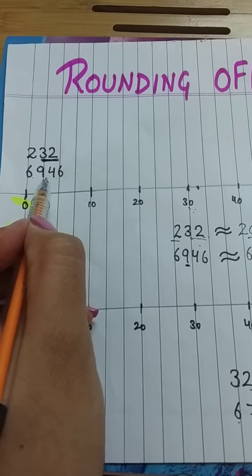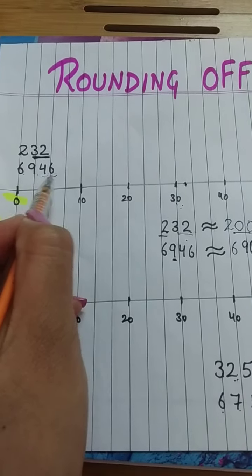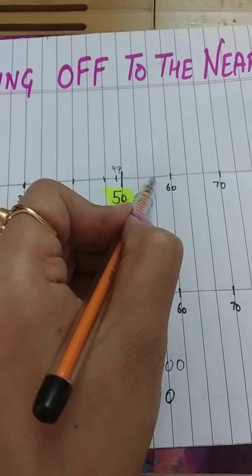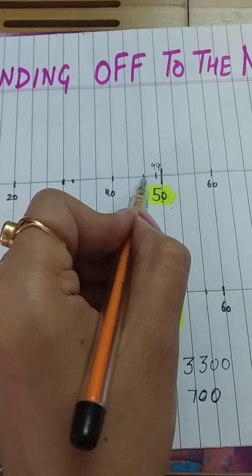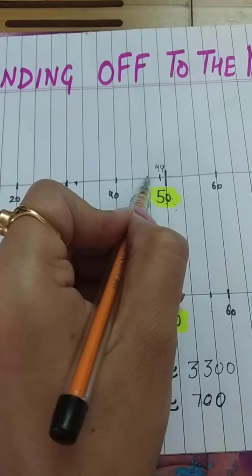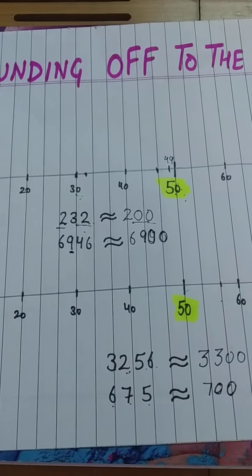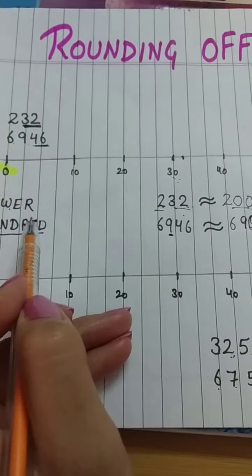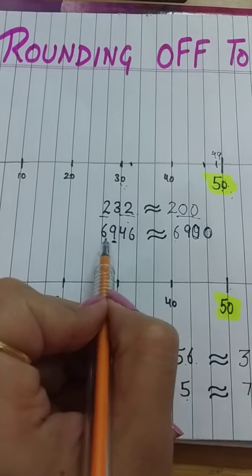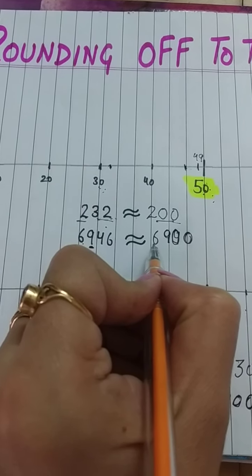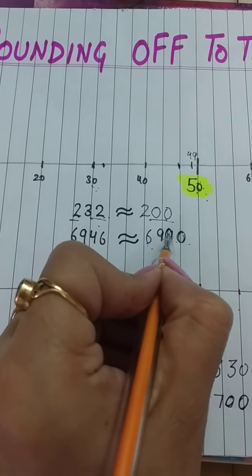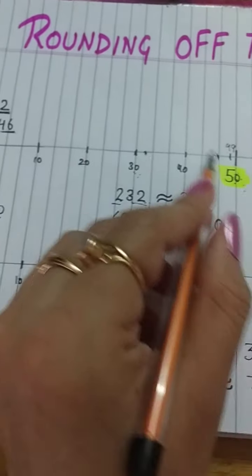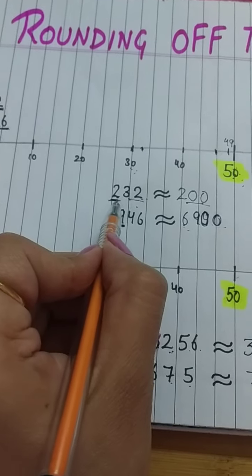Similarly, 6946. Now what do we have to observe? 46. 46 is again smaller than 50. So it will also go to the lower 100. It will become 6900. Lower 100 is the same 900.